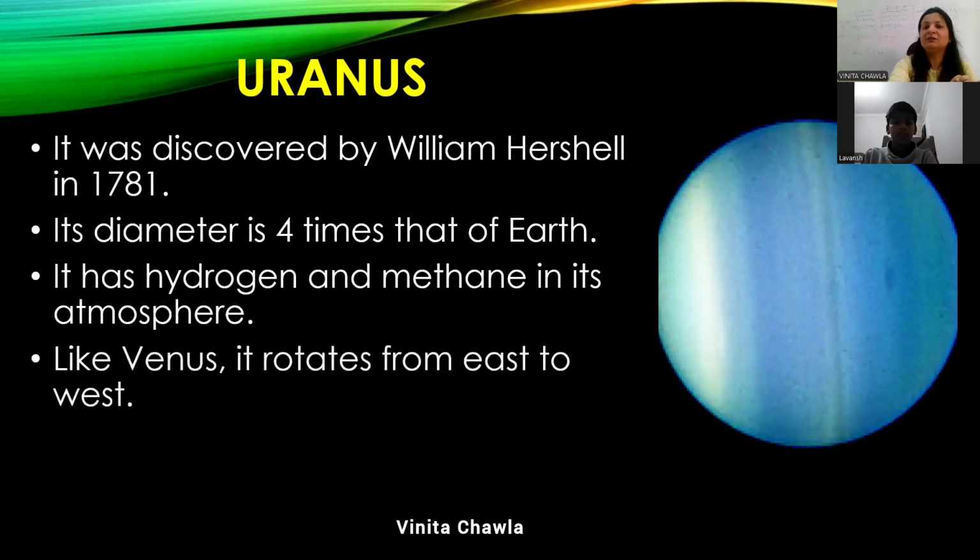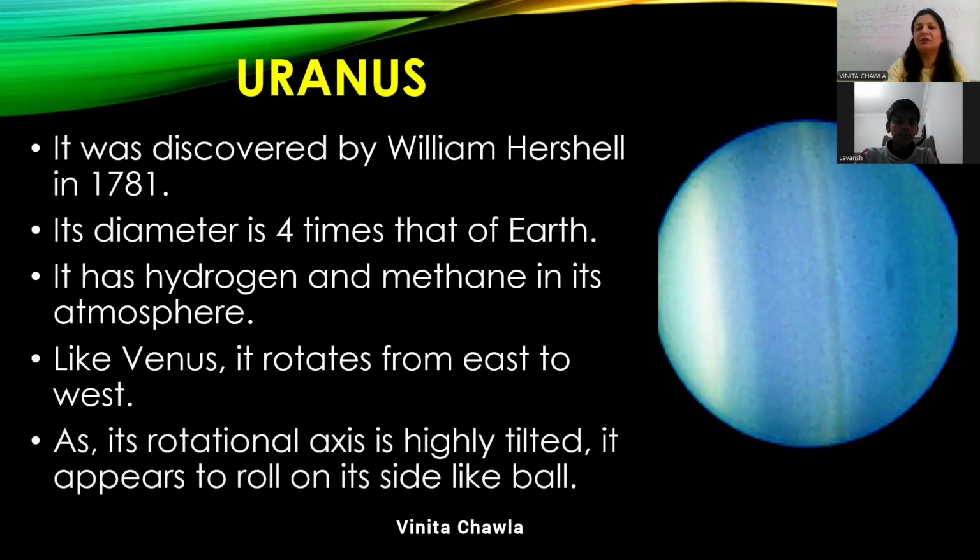And like Venus, it rotates from east to west. See, there are two planets in the solar system which rotate in the opposite direction. All the remaining planets, Mercury, Earth, Mars, Jupiter, Saturn, Neptune, rotate from west to east. So Uranus and Venus are the only planets which rotate from east to west, in the opposite direction.